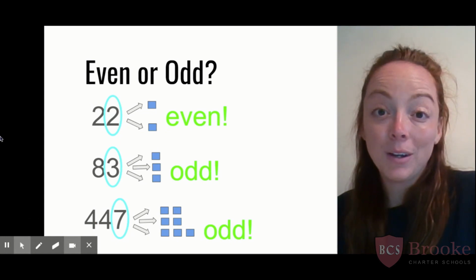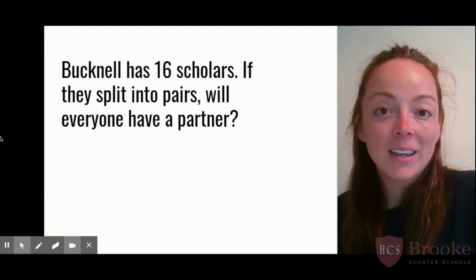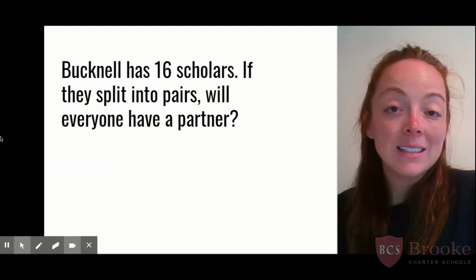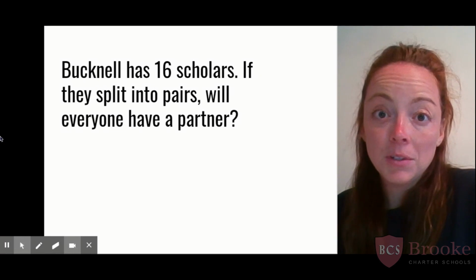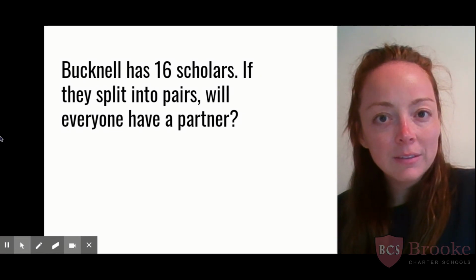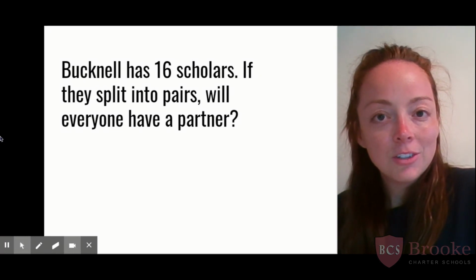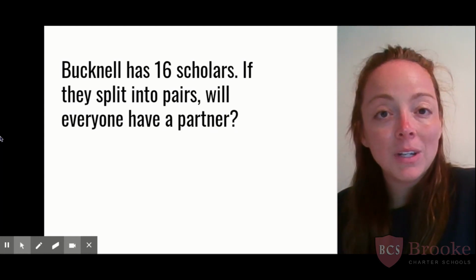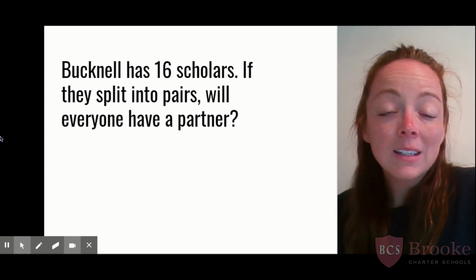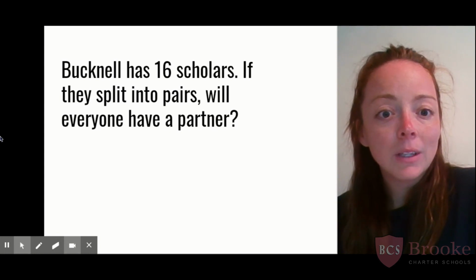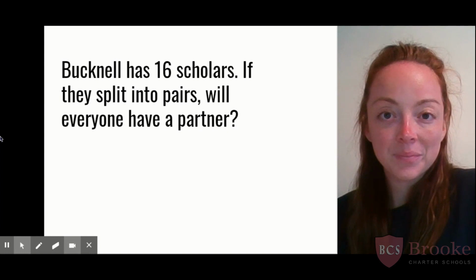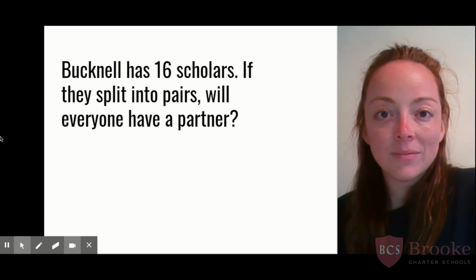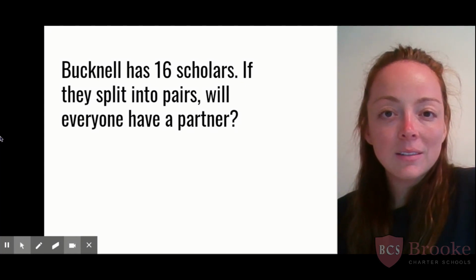Now let's try some even-odd word problems. This says, Bucknell has 16 scholars. If they split into pairs, that means groups of 2, will everyone have a partner? Try to solve on your paper or talk with someone nearby. If Bucknell has 16 scholars and they're getting into pairs, will everyone have a partner or will there be an odd person out? If you said even or odd, how do you know?